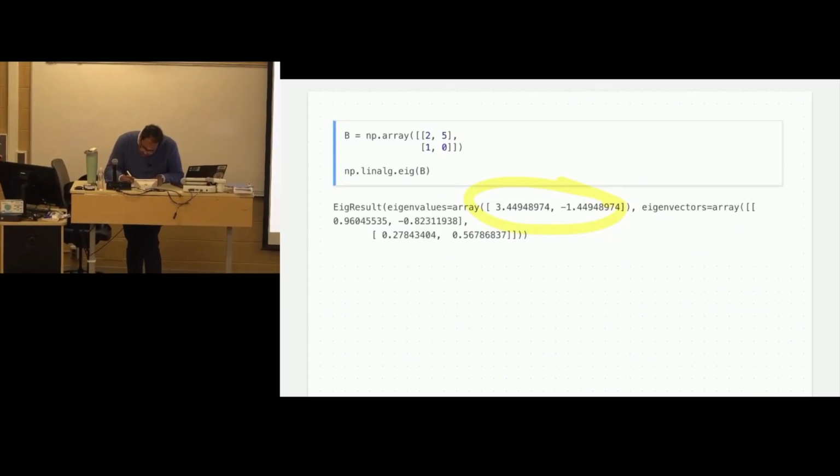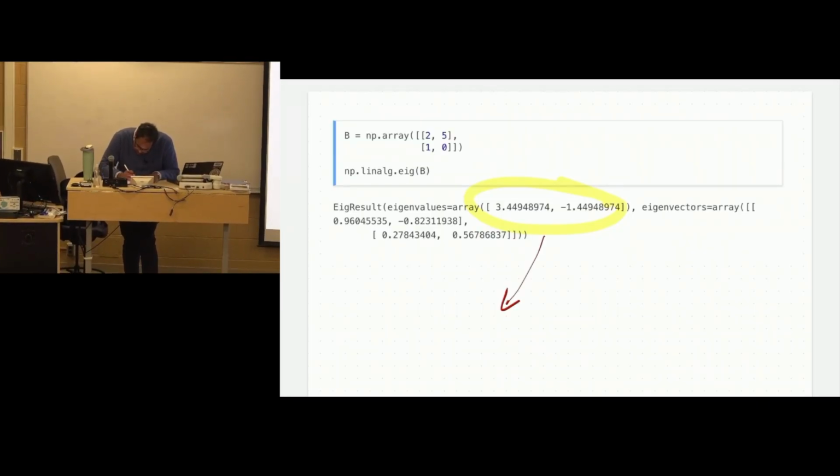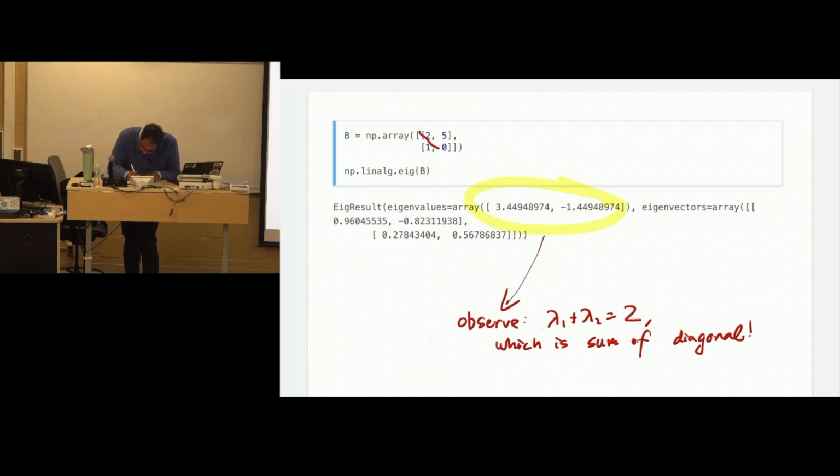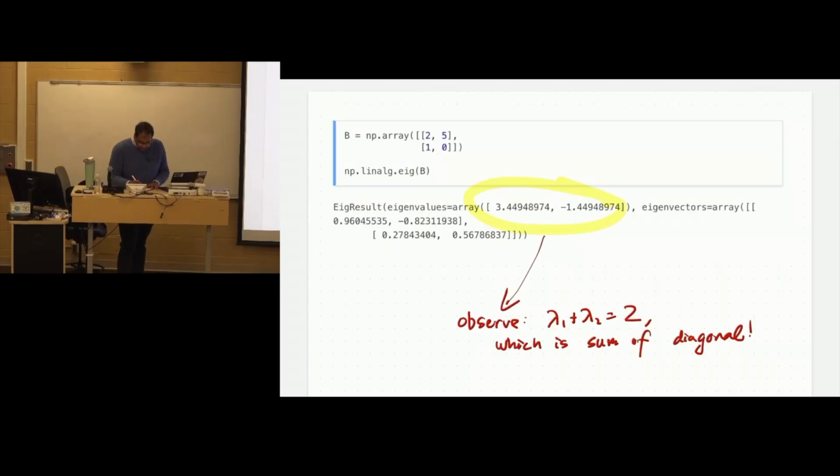I was going to bring this up later, but now is as good a time as any. Observe. Lambda 1 plus lambda 2 equals 2, which is the sum of the diagonal. So the sum of the eigenvalues is equal to the sum of the diagonals.